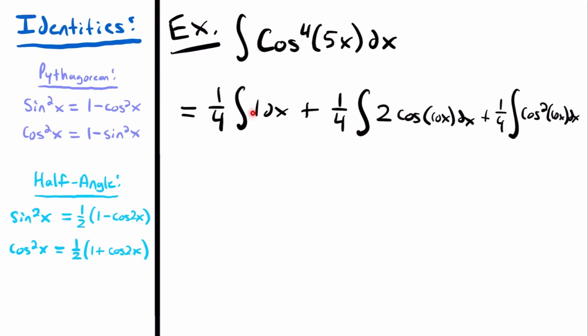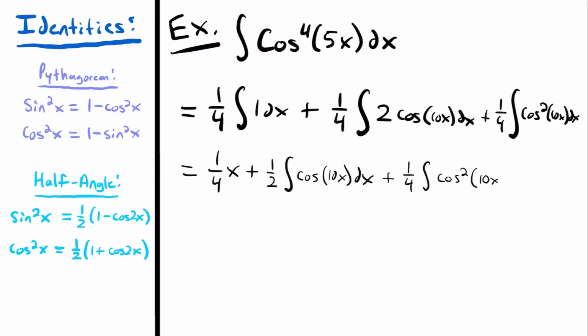We know that the integral of 1 is just going to be x because the integral of a constant is that constant times the variable of integration. And in this case, that variable is x. So 1 times x is x. So this is equal to 1/4 times x. And then we will add that to this integral. Now, if you pull that 2 to the outside, 2 times 1/4 is 1/2. So we'll have 1/2 times the integral of cosine of 10x times dx. And we could solve this integral using u-substitution, but we'll come back to that. And we will add our last integral, which is 1/4 times the integral of cosine squared of 10x dx.